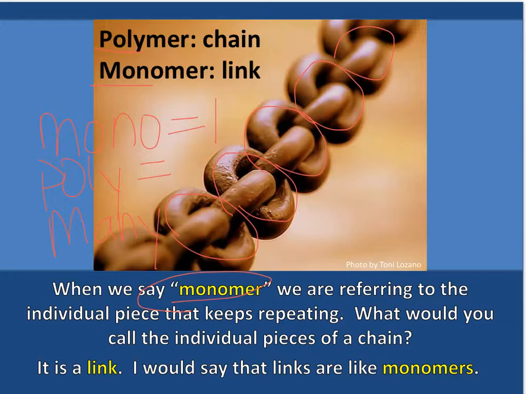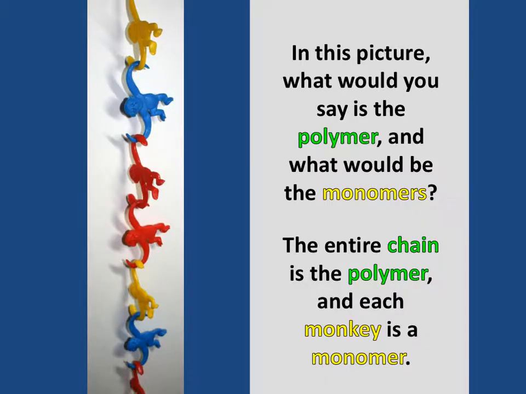Question number 5 on your notes, what would a monomer be like in the chain analogy? So the monomer would be the link. Another type of chain is the monkeys. In this example, which would be the monomer and which would be the polymer? Remember, mono means one, and poly means many.